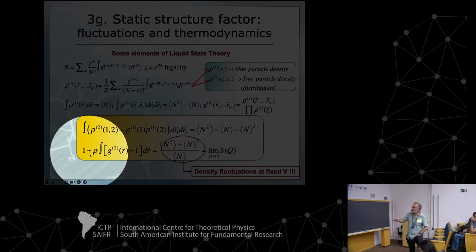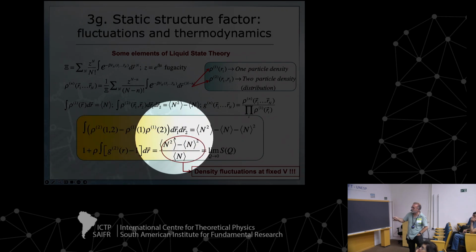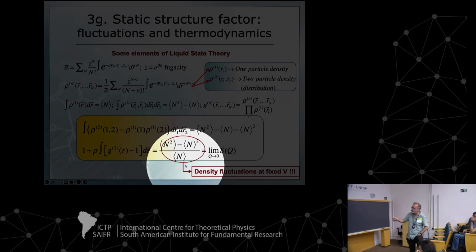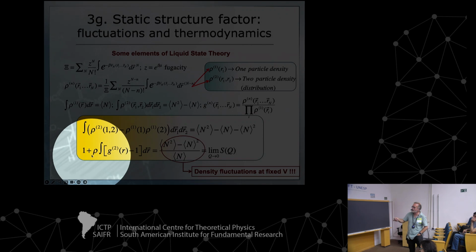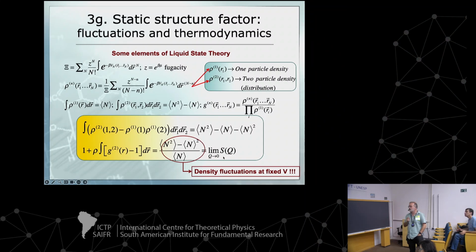And this means that if you translate this into g of r, divided by n squared, you have the fluctuation of n, this is the fluctuation in the number of particles, divided by the average number of particles. Well, actually, this means that this integral, that's the limit of q going to 0, is telling you that the limit of q going to 0, small wave numbers, represents the fluctuations in density.